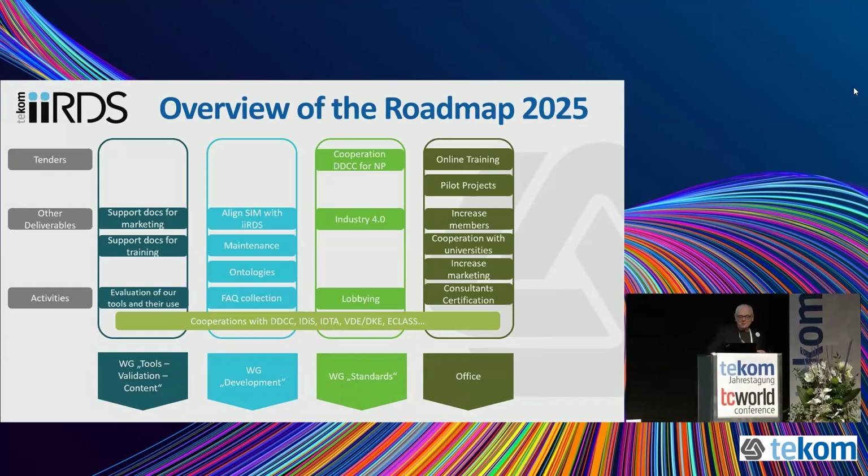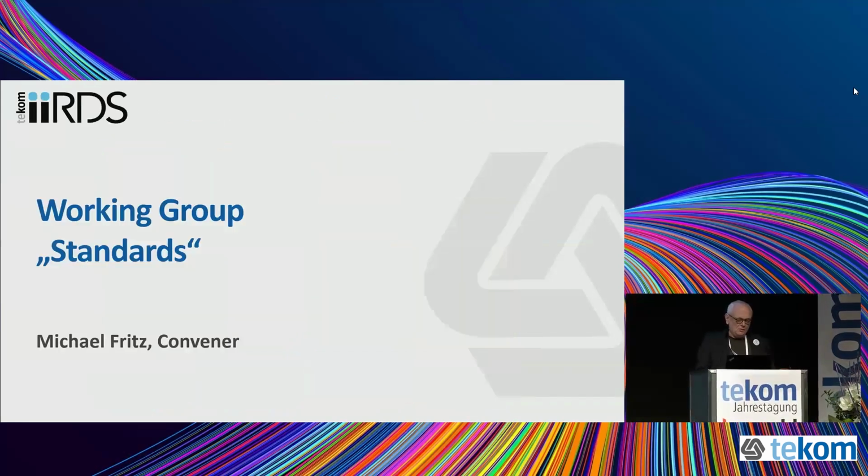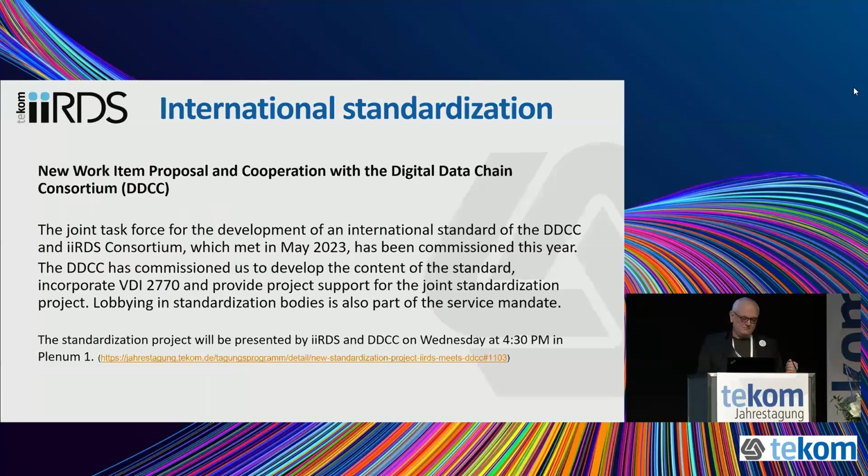Okay, so I'm going to go a little bit deeper into the standardization work in which we are involved. One of our most important goals as working group standards, here you can see the members, is the international standardization of iiRDS. So far, we have published a PAS, a publicly available specification with IEC, and now we are going the next step and want to submit a so-called new work item proposal to make the standard out of the PAS.